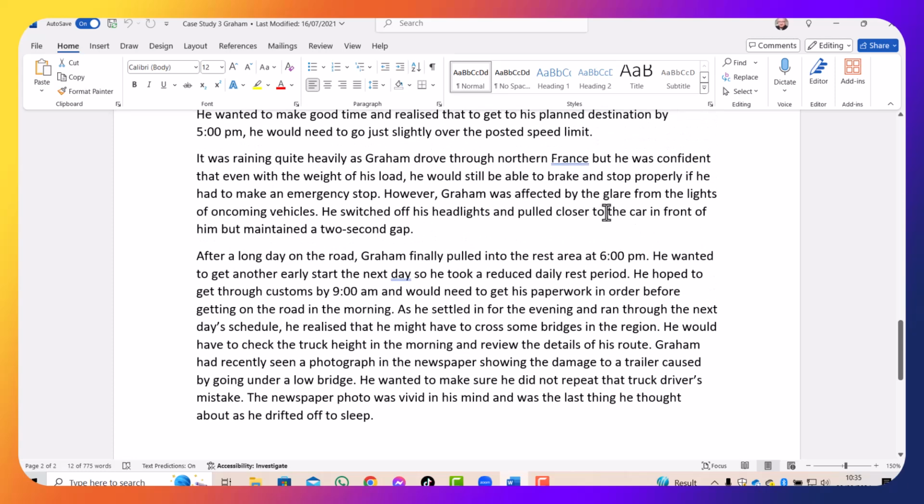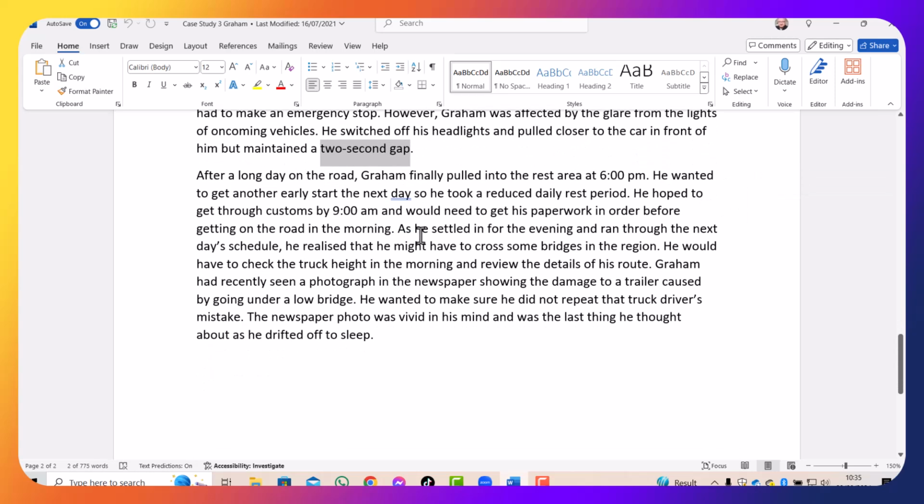Is there anything right about that sentence? No. No. Headlights pulled closer to the car in front of him while he's speeding in the rain. And it's raining, so it should be a 4-second gap. So everything is wrong in that sentence.